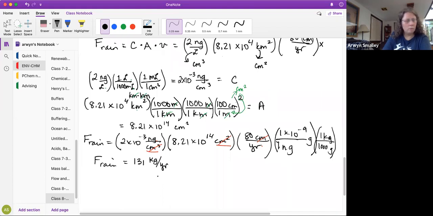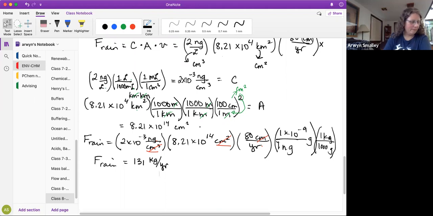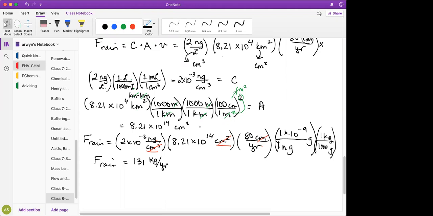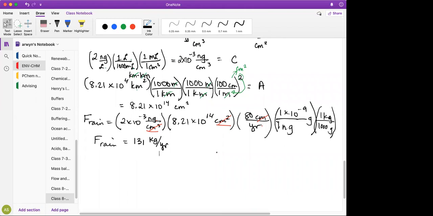Okay, hold on. I'm trying to get all the conversions in my notes. No problem. Okay, so nanogram. Yeah, I got 131.36. Great. Gram. Okay. Yeah.